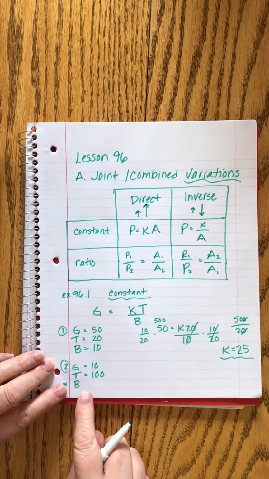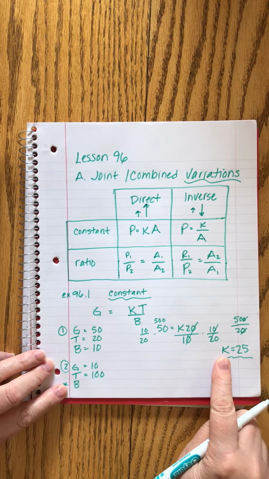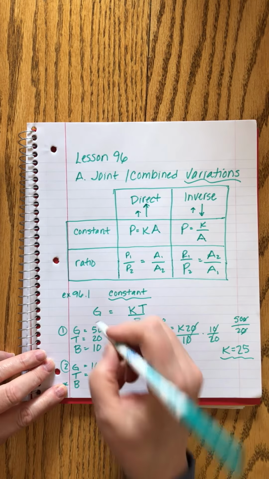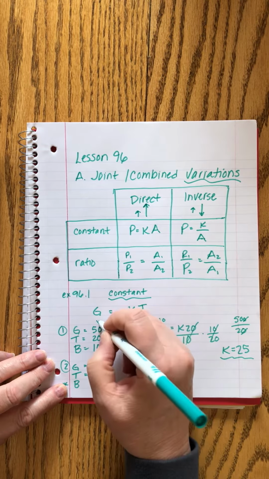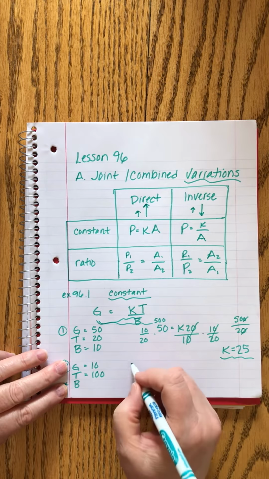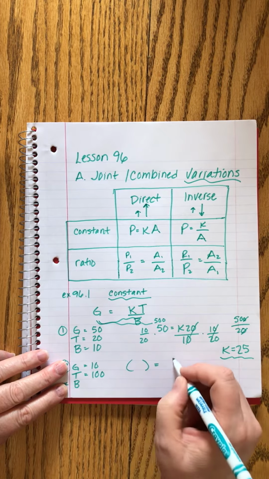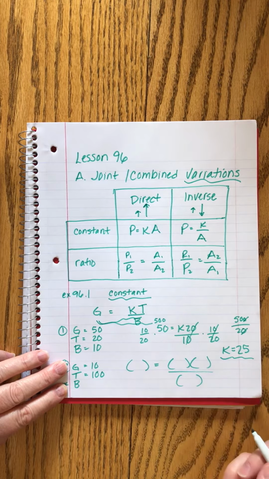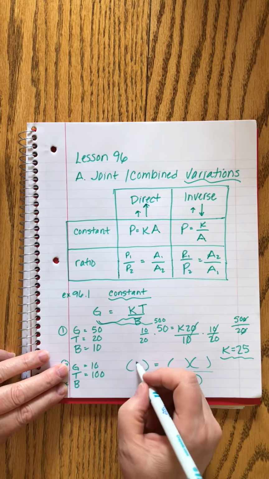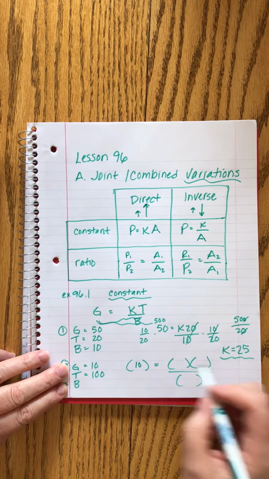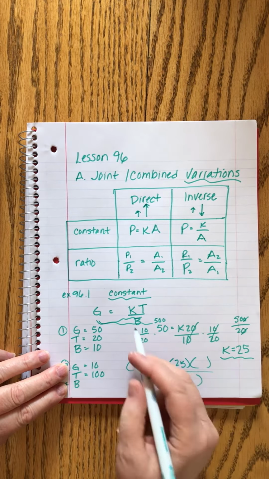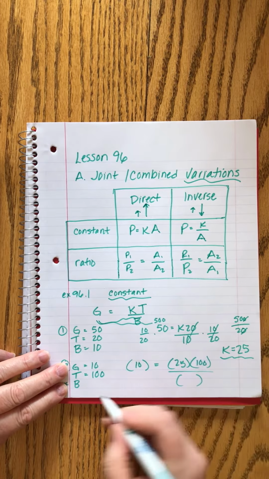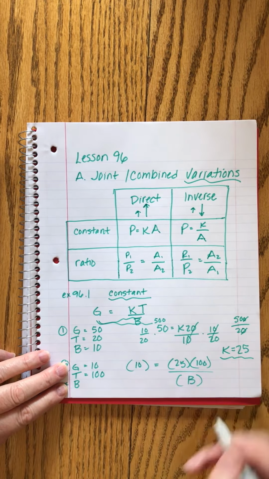All right, so now we can set this up plugging in 25 for k, and we use this formula still. Whoops, drew a line through the B. I'm going to do buckets because we have a lot of things flying around here. The number of girls is 10. The constant is 25. The number of teachers is 100. And the number of boys is B.